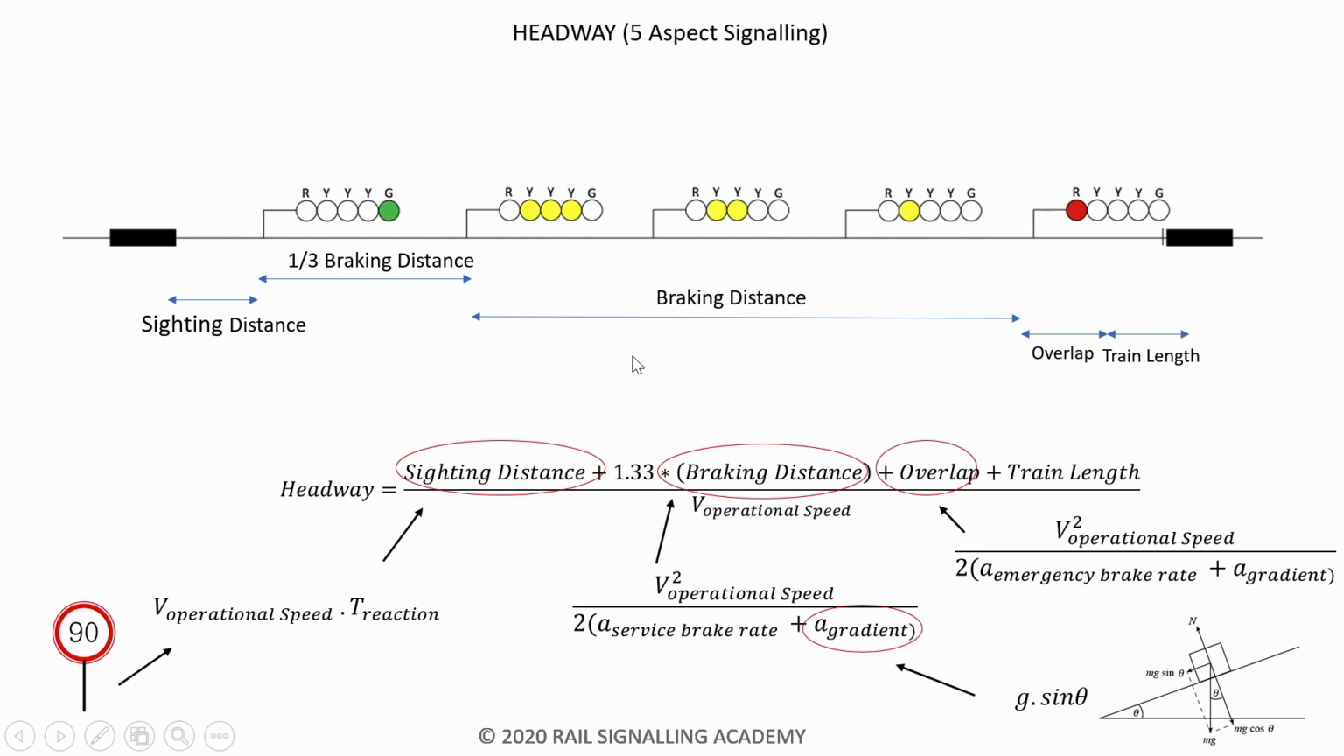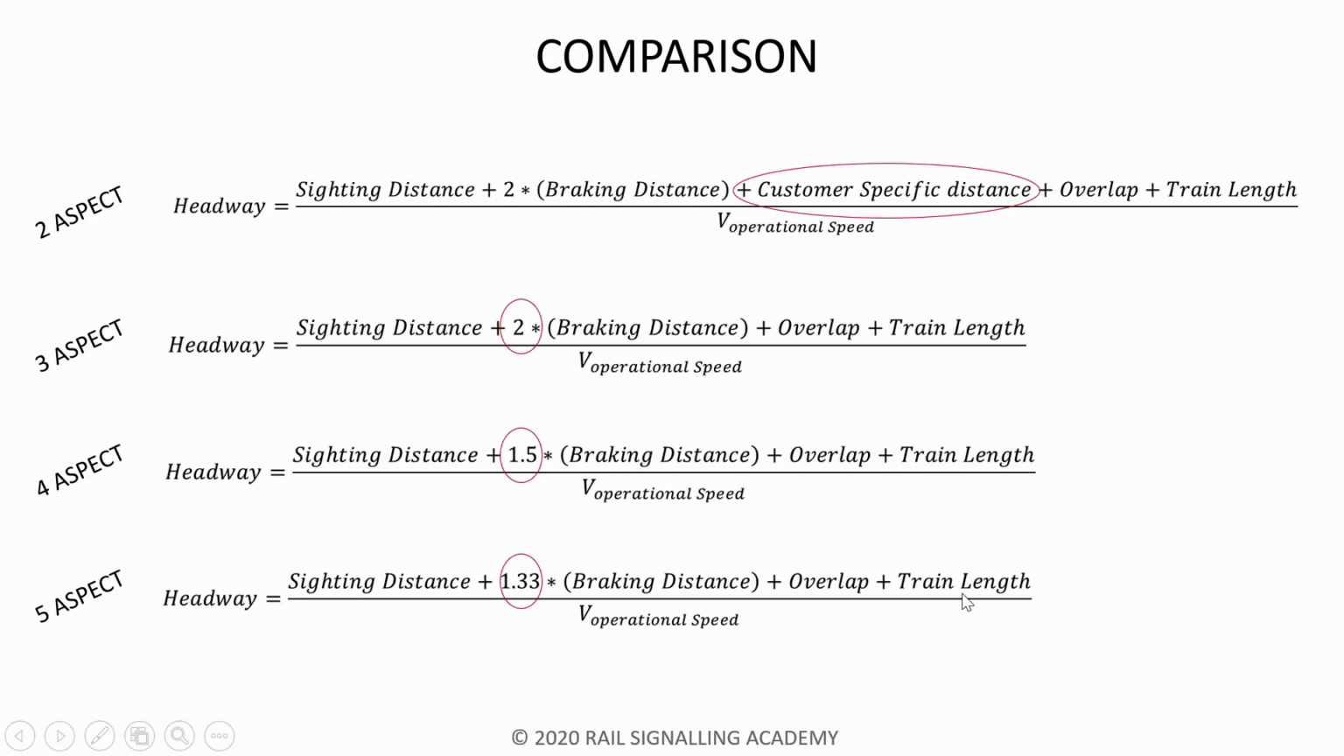Basically, what's going on here is that as you increase the aspects, not only does the number of lamps increase, but also the number of signals increases. Now, the benefit is more capacity because the headway is dropping. However, we'll see that the benefit is not that much actually, and it is far outweighed by the complications or complexities. So here's a quick comparison of all the formulae.